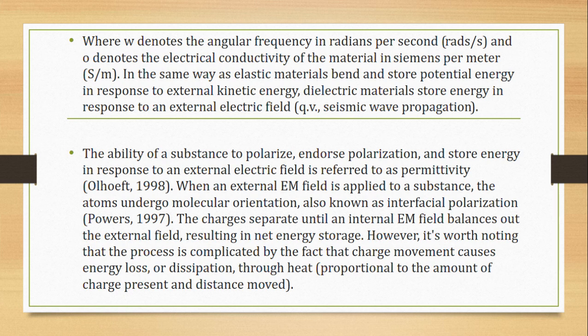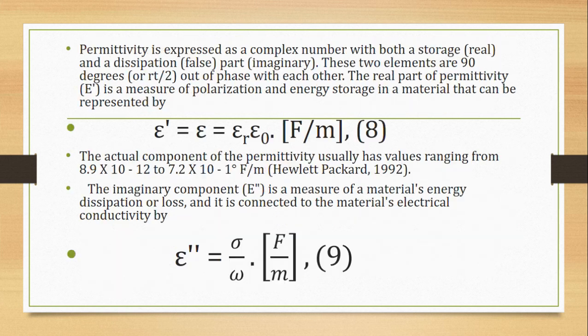Where an external EM field is applied to a substance, the atoms undergo molecular orientation, also known as interfacial polarization. The charges separate until an internal EM field balances out the external field, resulting in net energy storage. However, it's worth noting that the process is complicated by the fact that charge movement causes energy loss or dissipation through heat.